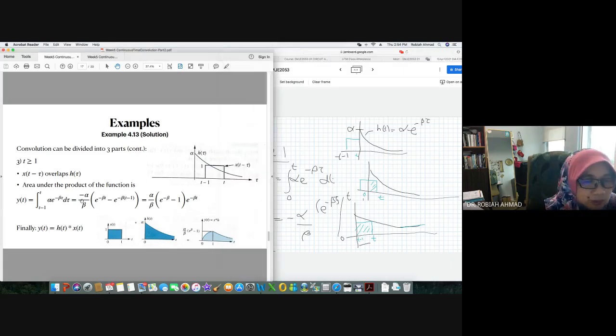so saya tukarkan alpha beta e minus beta, because minus beta kita bawa sini. So e minus beta t minus e minus beta, this one t minus 1. Okay, saya rasa yang ni betul, this part. Nanti you all double check, tukarkan. Okay. So this is for exponential.